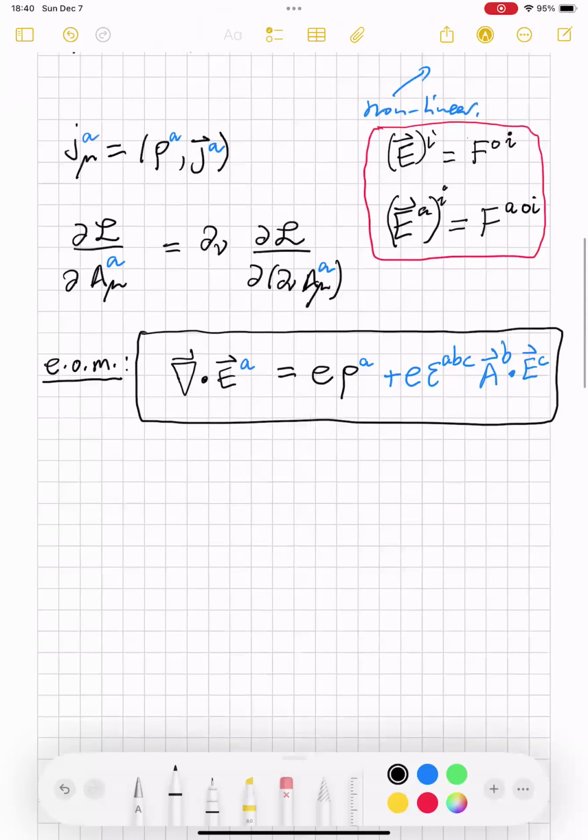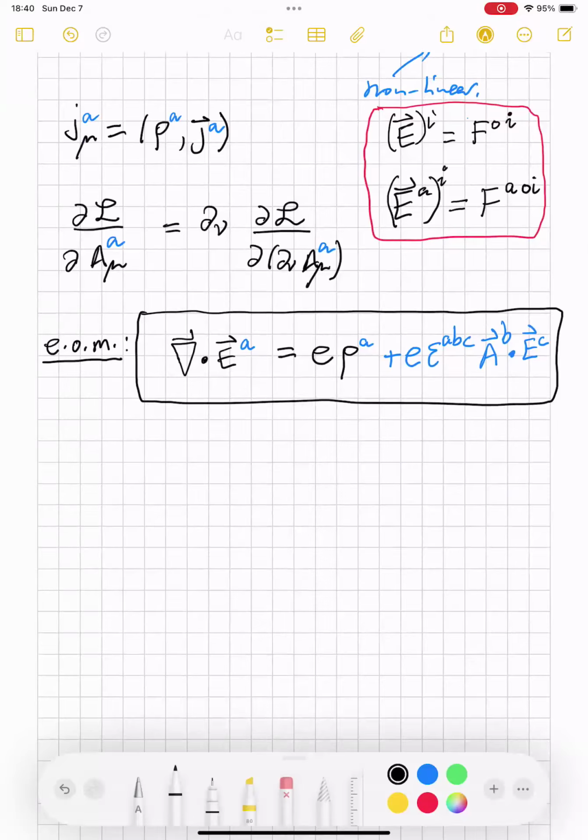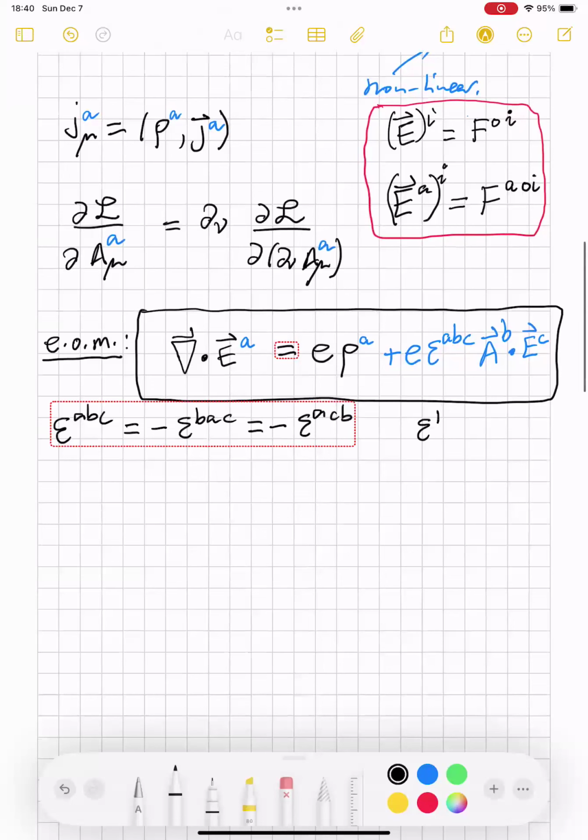Then the other question I got was, what is epsilon ABC? Well, epsilon ABC is defined like this. It is totally antisymmetric. So I'll get a minus sign if I swap B and A, and I'll get a minus sign also if I swap C and B. So just a minus sign if I swap any two indices. And I also specify that epsilon 1, 2, 3 is equal to 1.